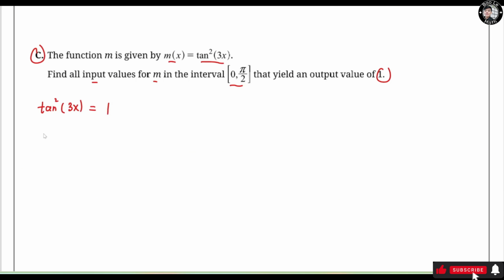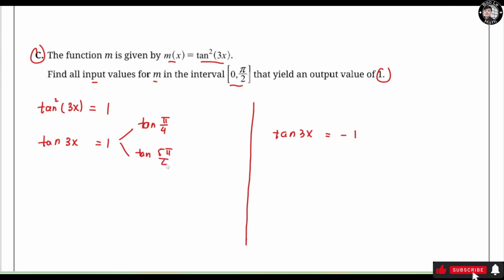Now we're going to take the square root of both sides, so we have tangent of 3s equals 1 and tangent of 3s equals -1. 1 is actually tangent of pi over 4 and tangent of 5 pi over 4. So we have tangent of 3s equals tangent of pi over 4, and then 3s equals pi over 4. Divide both sides by 3, s equals pi over 12.